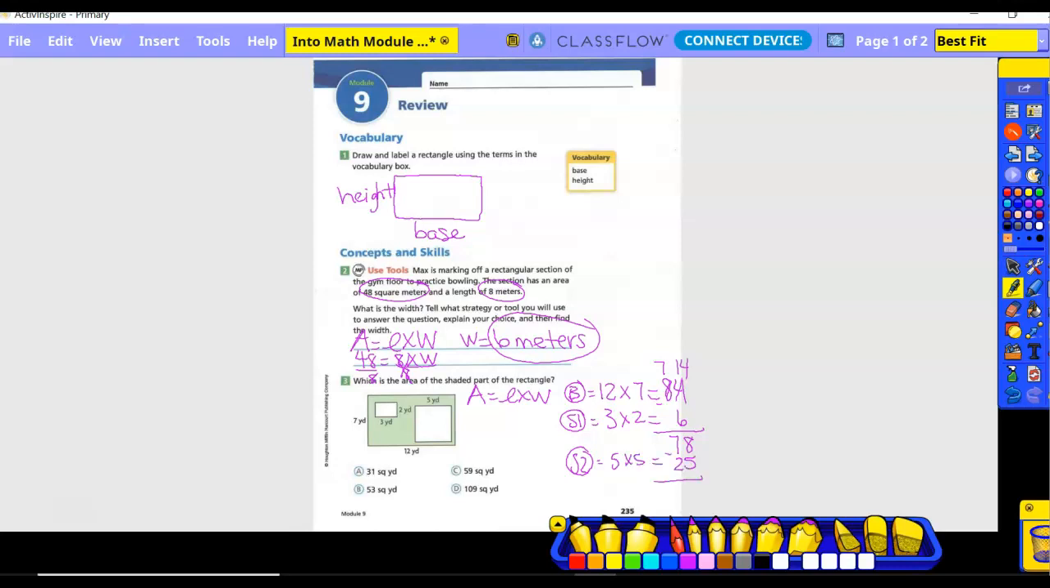And then what do I do again? Subtract. 8 minus 5 is 3. 7 minus 2 is 5. So 53. So which letter is C? B.